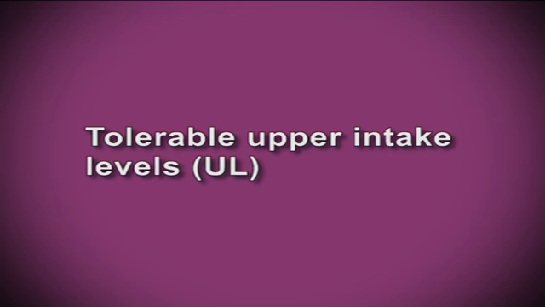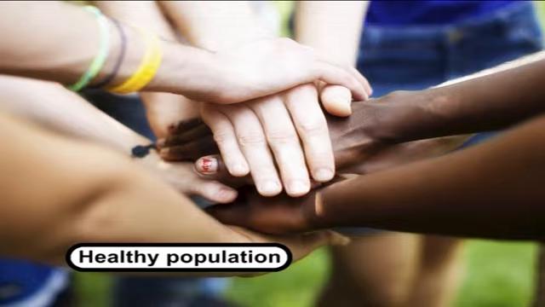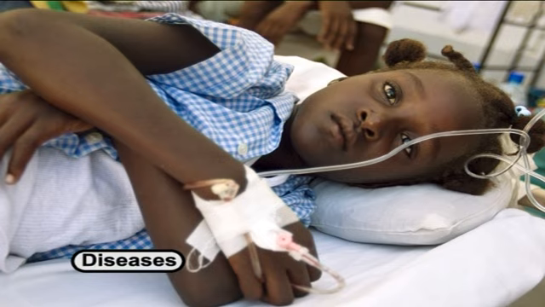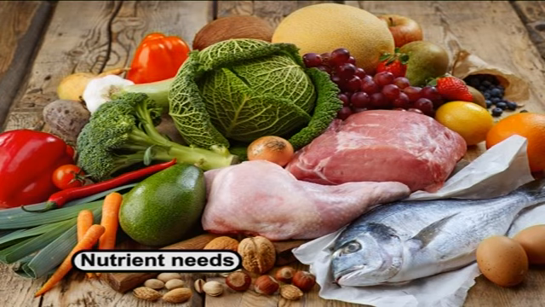The next unit is tolerable upper intake levels or UL. It is the maximum intake of a nutrient that is not associated with adverse side effects in most individuals of the healthy population. Overall, these recommendations apply to healthy people and may not be appropriate for people with diseases who have altered nutrient needs. Care should be taken to consider country-specific recommendations while deciding the nutrient requirements.